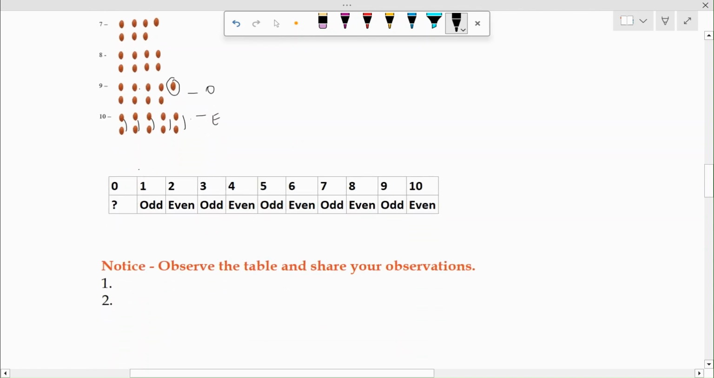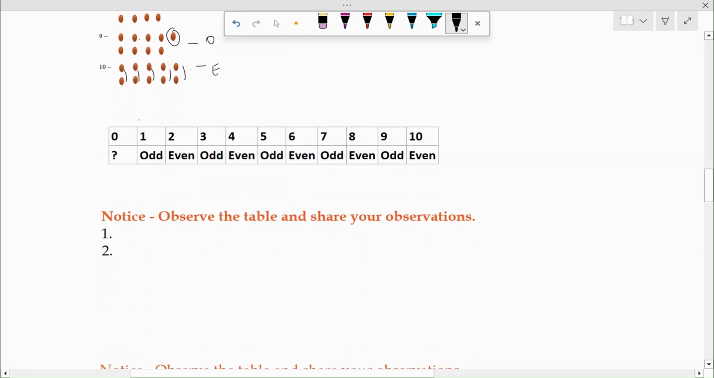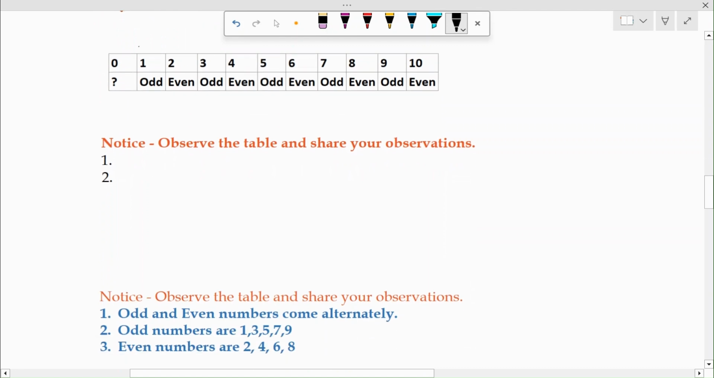You can actually make a table like this where you write the numbers from 0 to 10 and write what they are, an odd or an even number. Now take a few minutes to pause the video, observe this table, and share your observations here about the numbers, about being odd and even, or anything interesting you see in this table. Now that you have observed, let's proceed further.